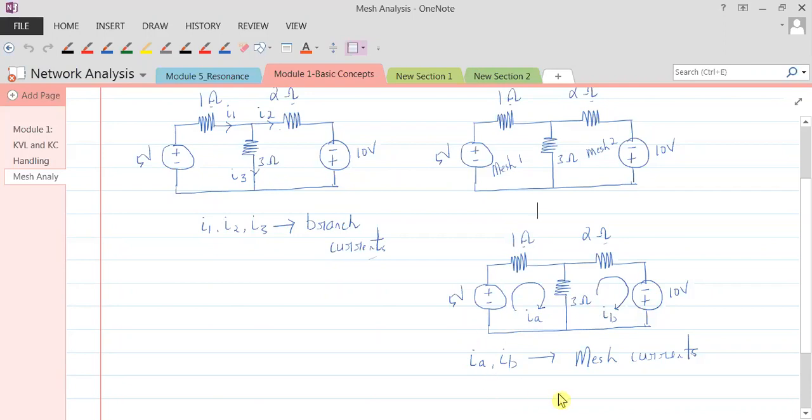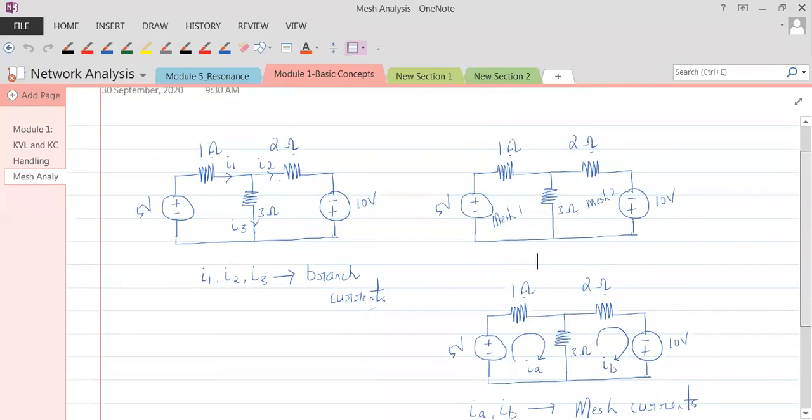Suppose there is another mesh here. Okay, so then there I'll mark IC, the third current. So that would be my third mesh. And there is no rule that only this has to be IA, this has to be IB. You can interchange this. Absolutely fine. Okay, but let's all follow the same rule. Let's try to go in this form only. Mesh currents.